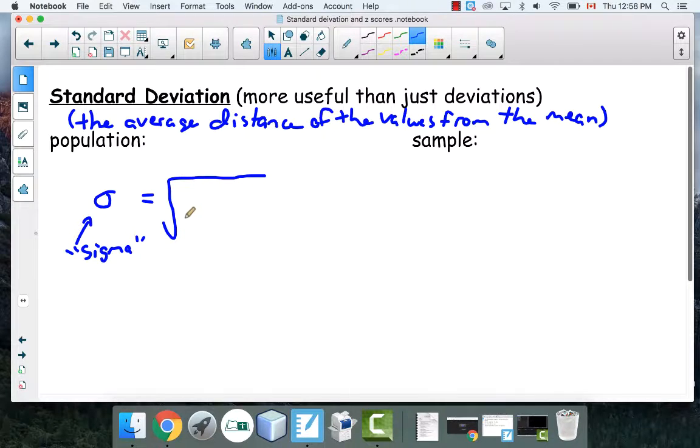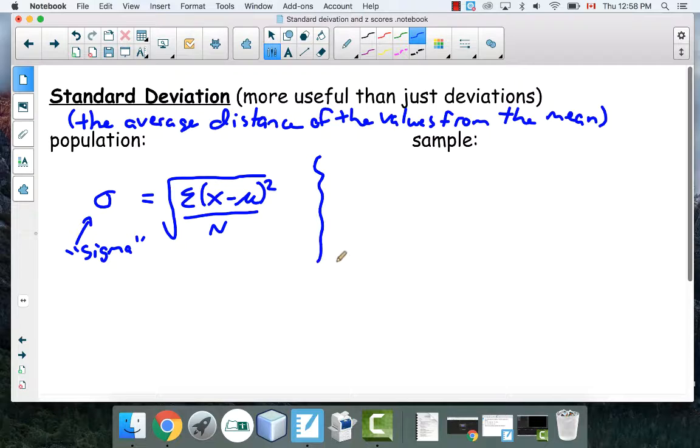Inside the square root, we're going to have a fraction. On the top of the fraction will be the sum of all of the x's minus their mean, squared, all divided by n, which is the number of items in the list, or the population size. This entire thing is square rooted. Where people make mistakes sometimes is they square root just the top, and that's not the case. You have to square root the entire thing, including the bottom.